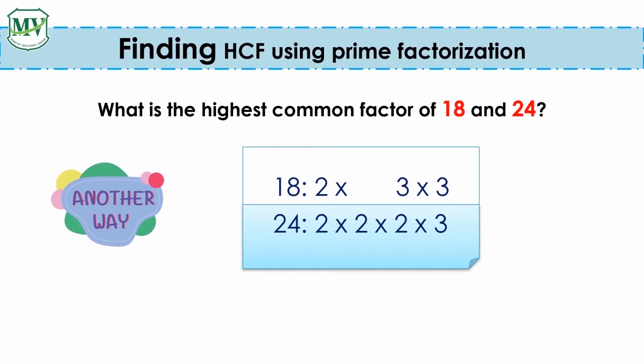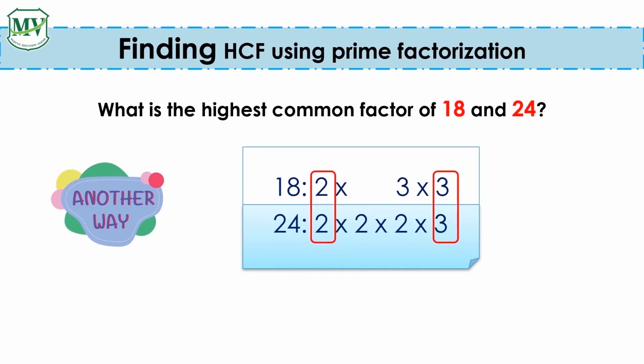After writing all the prime factors of 18 and 24, we will encircle the common factors. So, what are the common factors? Yes, 2 is a common factor. So we will encircle together factor 2 in 18 and factor 2 in 24. Are there any more common factors? Yes, 3 is a common factor. So we will encircle together factor 3 in 18 and factor 3 in 24.